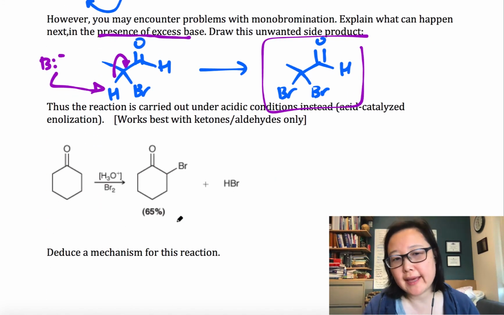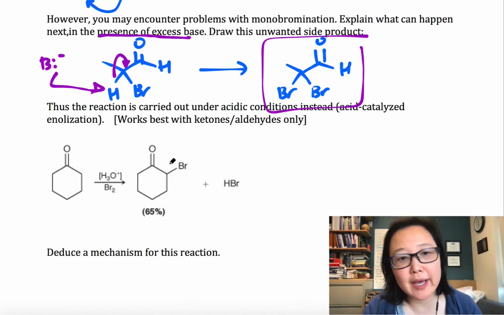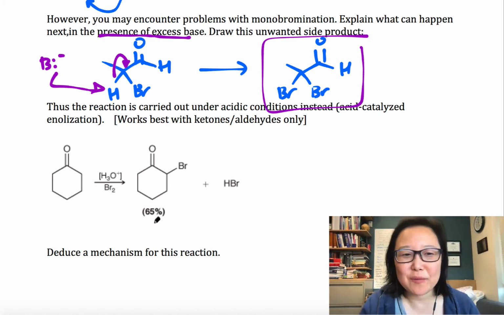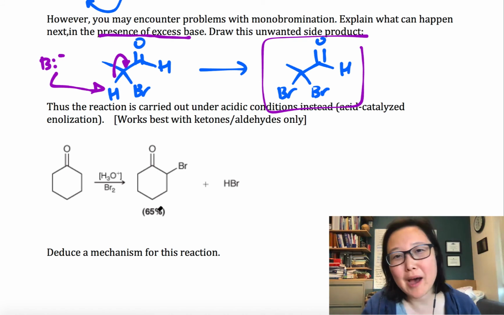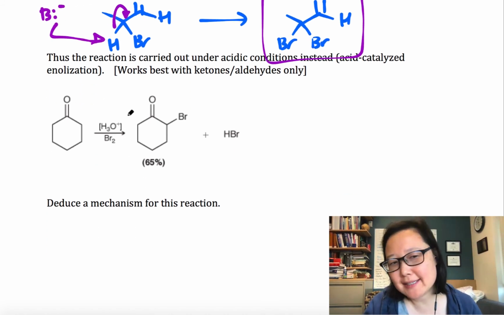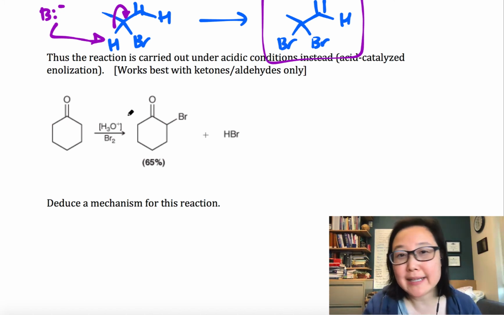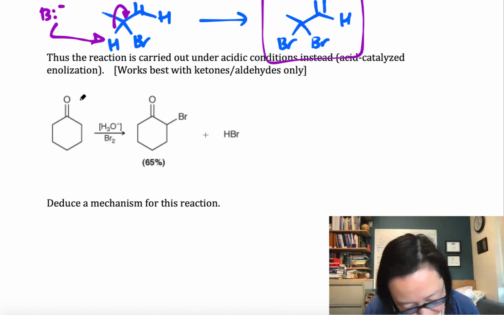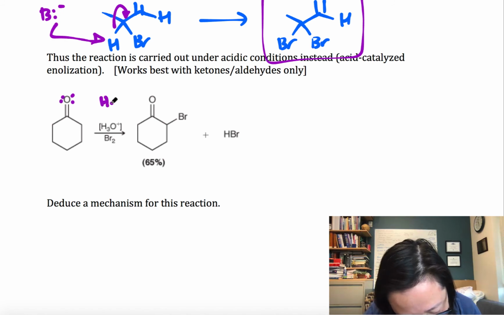To avoid that, let's say we want a way to make only the monobrominated product. I don't want excess bromine, and I don't want base. I have to figure out a way to do this in acid. There is a reaction with acid where we see a significant amount of monobromination. So let's figure out a mechanism for how acidic conditions work. For this one, we'll do what we have done in the past, which is protonate.